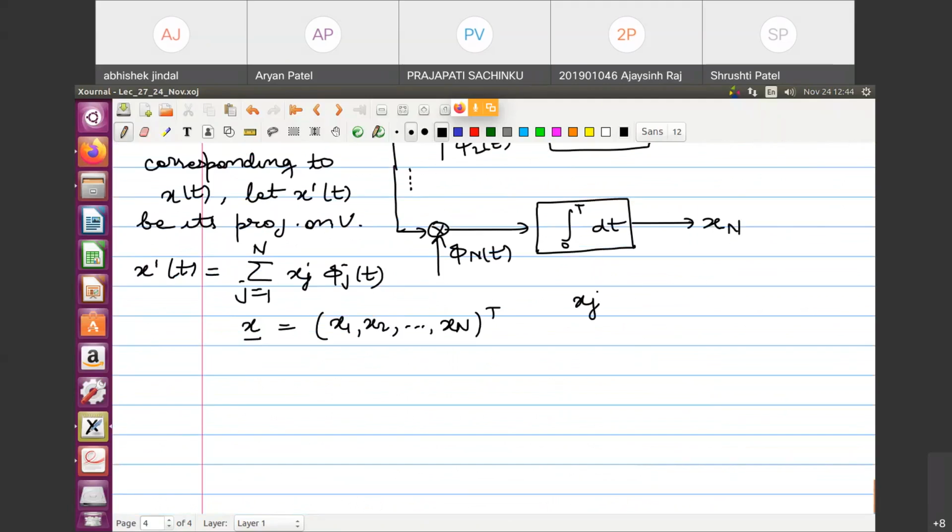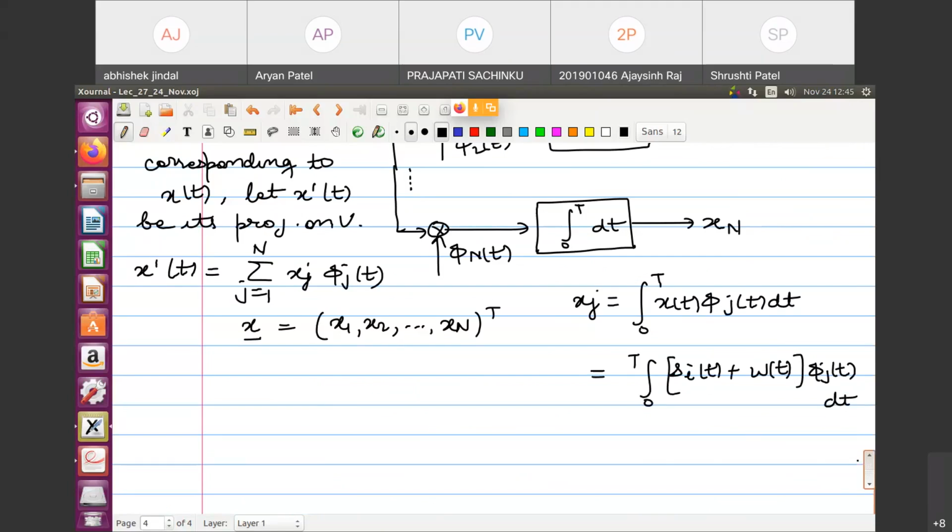So x_j is nothing but the integral from 0 to T of x(t) φ_j(t) dt. Which can be written as, let us say, what is x(t)? That is some s_i(t), if you assume that you transmitted s_i(t), times φ_j(t) dt, which is nothing but s_ij. Okay, now sorry, this is 0 to T, plus a straightforward analysis, and this is nothing but s_ij.